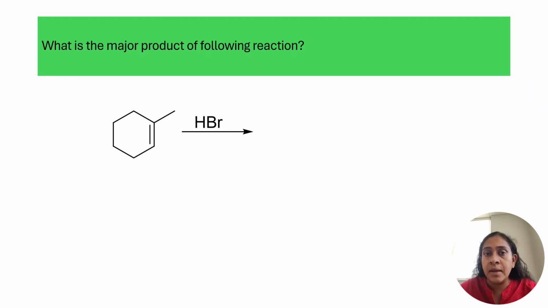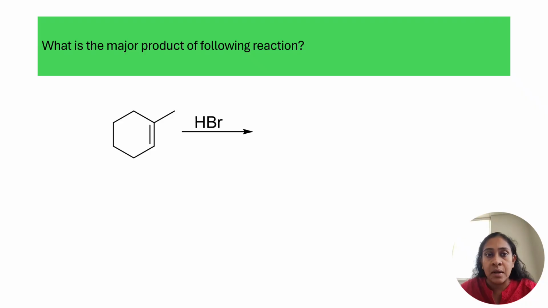Now, let's apply these ideas to a practice problem. Here we have a methyl substituted cyclohexene reacting with HBr. Your task is to predict the major product. Before continuing, I recommend pausing the video and working through the reaction yourself.